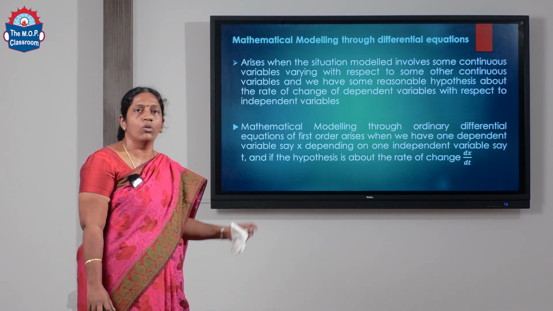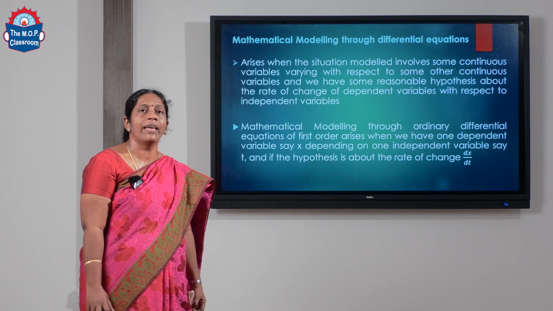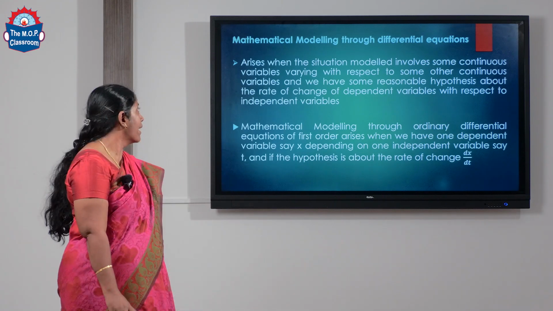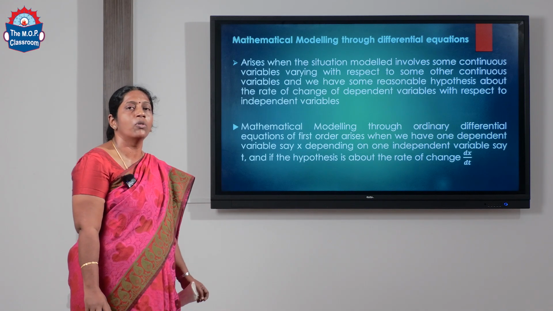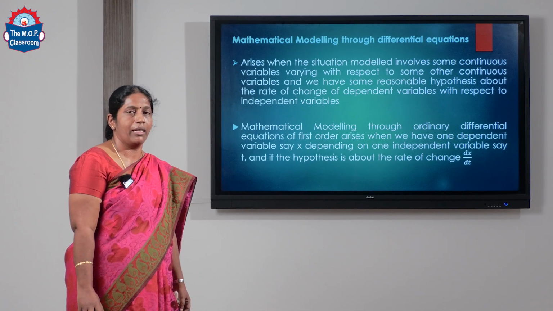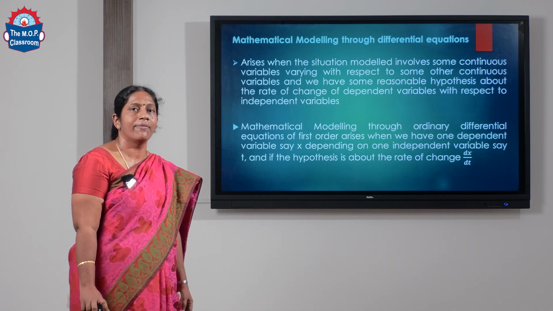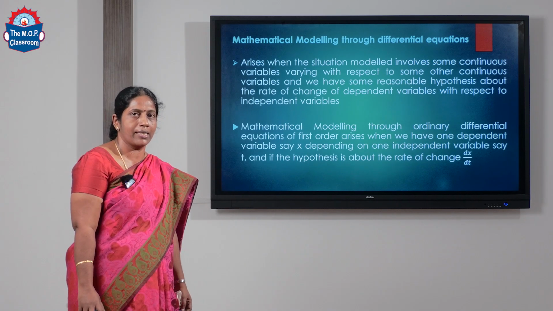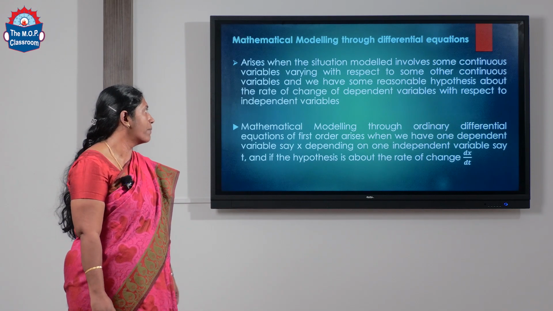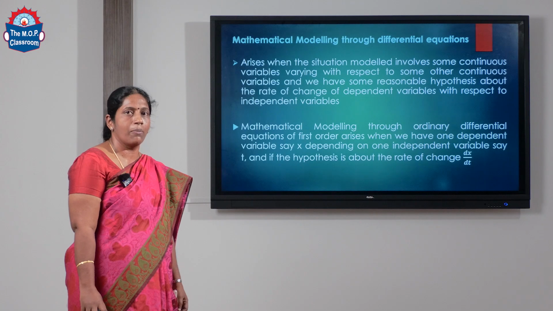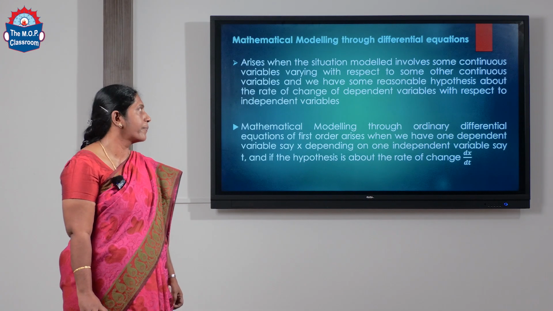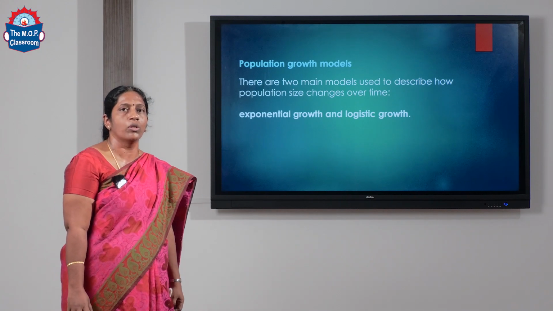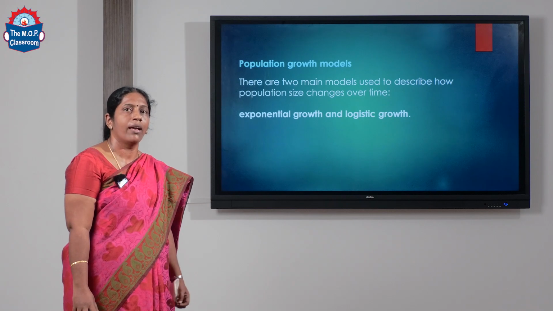Mathematical modeling through differential equations arises when we have some continuous variables varying with respect to some other continuous variables, and we have some reasonable hypothesis about the rate of change. In particular, modeling using a first order differential equation arises when we have one dependent variable, say x, depending upon one independent variable, say t, and the hypothesis is about the rate of change dx/dt. The two main models describing population growth are exponential growth and logistic growth.